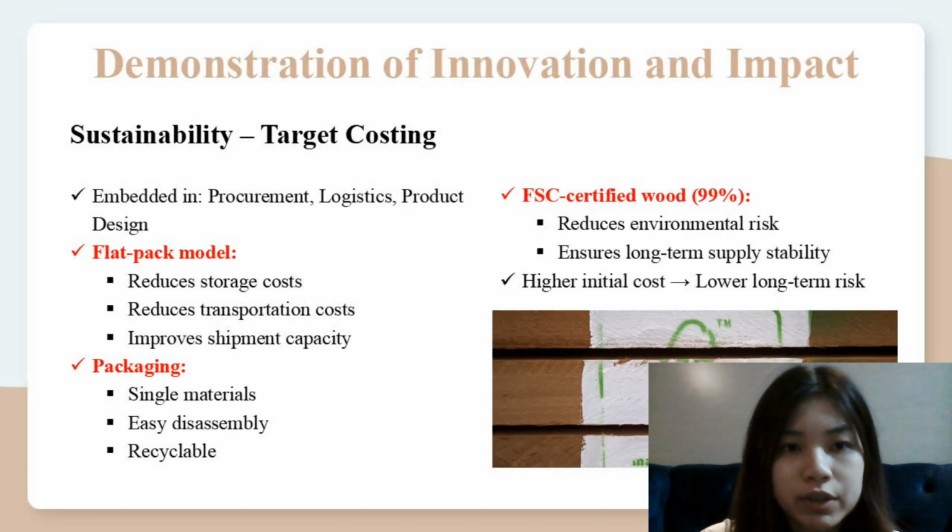It reduces storage costs by taking up less warehouse space. It also reduces transportation costs by shipping more product per truck, and could improve shipment capacity, allowing more efficient deliveries. Next, its packaging is designed with simple materials that are easy to disassemble and recyclable, helping customers sort material for recycling at home. Besides that, IKEA also uses FSC certified wood for 99% of its product. This reduces environmental risks, ensures long-term supply stability, and while the initial cost is higher, it lowers long-term risks.